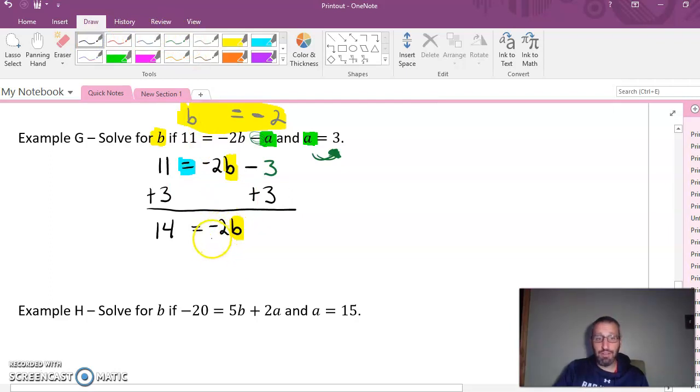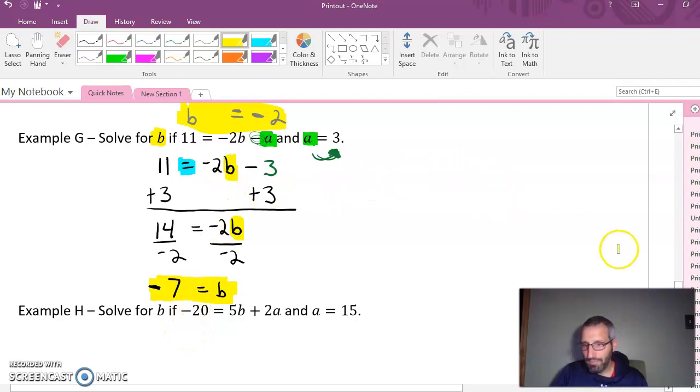Multiplication again. The inverse of that multiplication is division by negative 2. Positive divided by negative over here on the left is negative, and 14 divided by 2 is 7, equals. Negative divided by negative is positive, and 2b divided by 2 is 1b, or just b. And we got it. We did it, ladies and gentlemen. Congratulations.